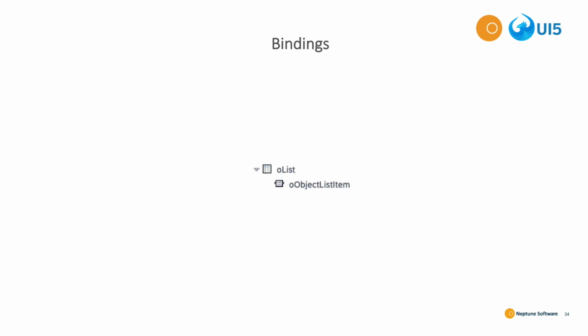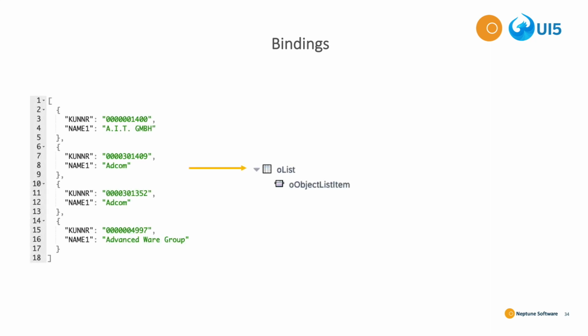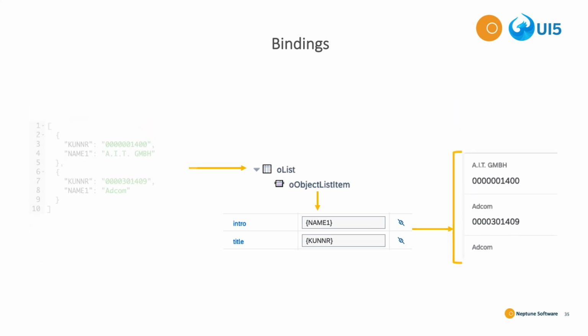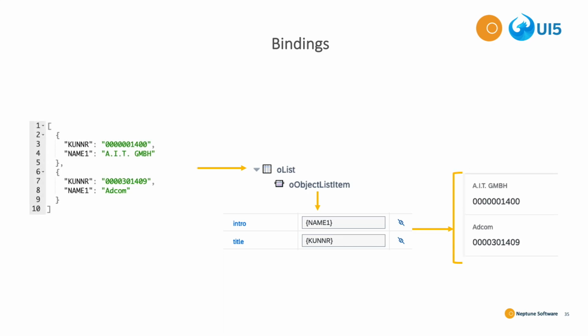Next up, we have bindings. UI5 within Neptune utilizes bindings to automatically convert arrays of objects into their UI. So here we can see an array with 4 objects, and then the binding within a list, within an object list item. We've bound to the customer name and the customer number, and we can see the resulting list. With this binding setup, we can deliver any size array to the list, and it will automatically generate it based on the data.